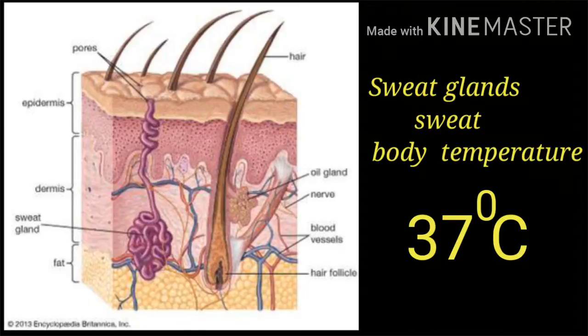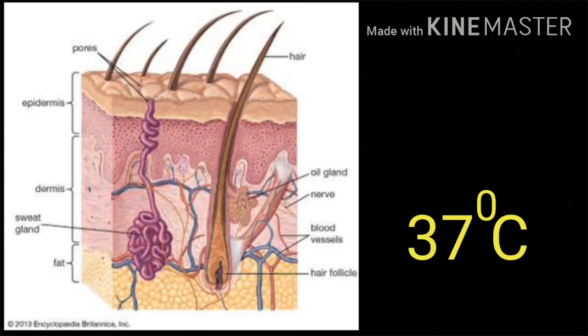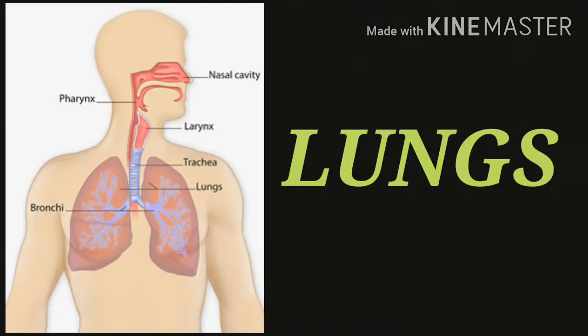When does the sweat gland secrete? The human body functions normally at a temperature of 37 degrees Celsius. When it gets hot, sweat glands start secreting sweat. What is our normal body temperature? 37 degrees Celsius. Lungs: lungs eliminate carbon dioxide and water vapor.